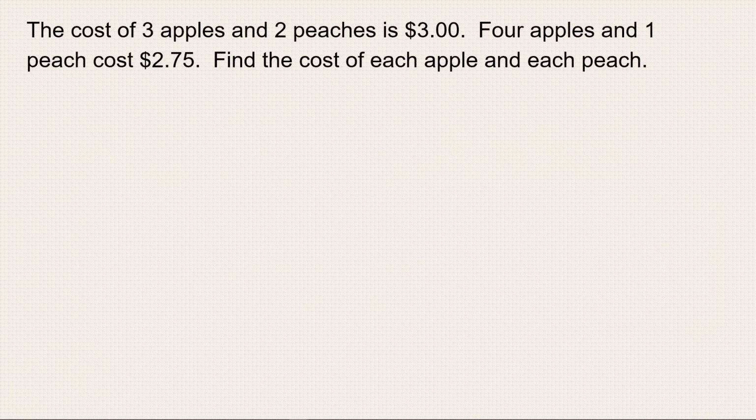Here is a simple scenario involving the price of apples and peaches. We want to find the individual cost of each fruit, given two different purchases. In the first one, the total cost of 3 apples and 2 peaches is $3. The second purchase buys 4 apples and 1 peach for $2.75. From these two transactions, we want to find the cost of each apple and each peach.